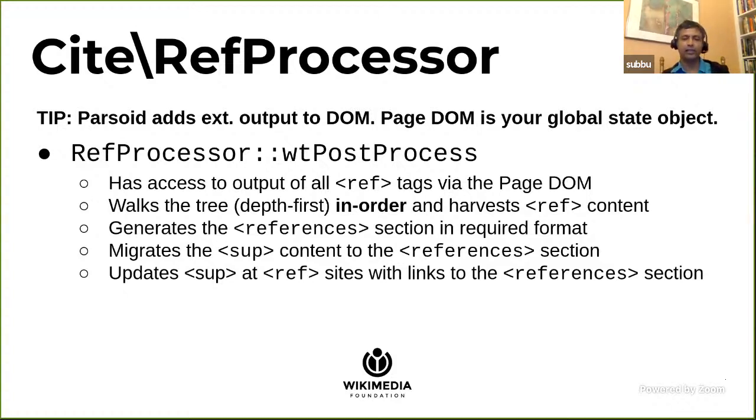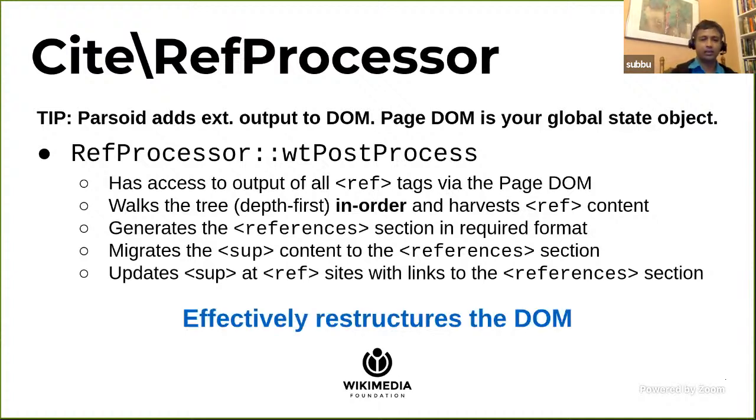Since it walks the tree in order, you can now start counting and associating ref tags with the specific order in which they showed up in the page. So what this is doing is effectively restructuring the DOM. This is how you maintain counters. You do some preliminary work in your source to DOM local hook, and when you get to the global hook, you restructure the DOM based on what you need to do.